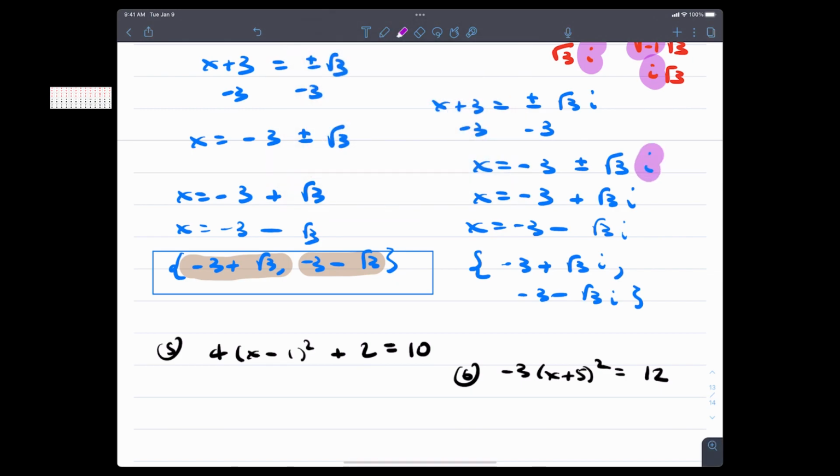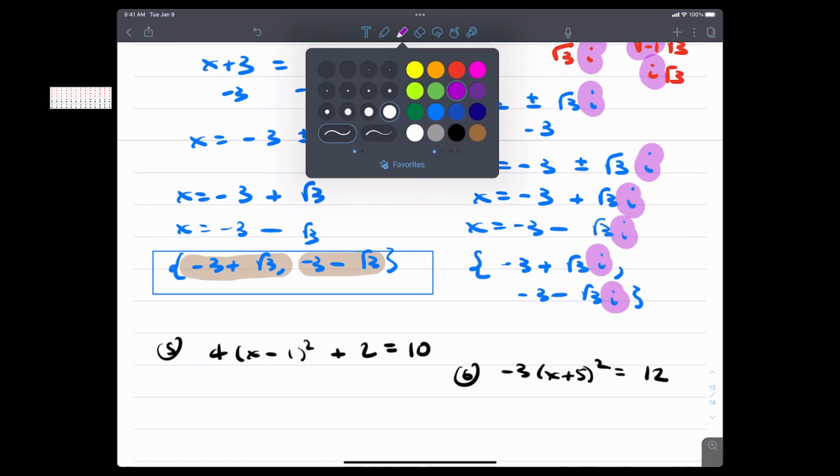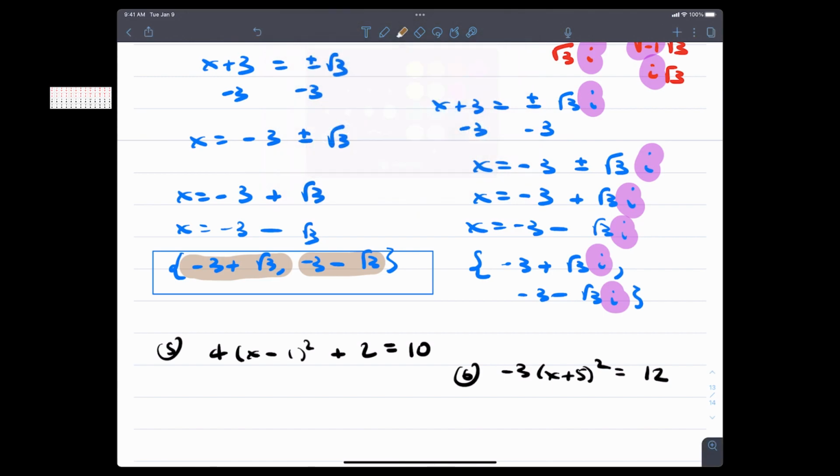I always want to emphasize in purple, because sometimes when I grade tests with this, people forget to put the what? The i there. Yeah, they forget. So I want to make sure it's in purple so that it stands out. And in both cases, you're getting conjugates. One is irrational conjugates, the other is complex conjugates.